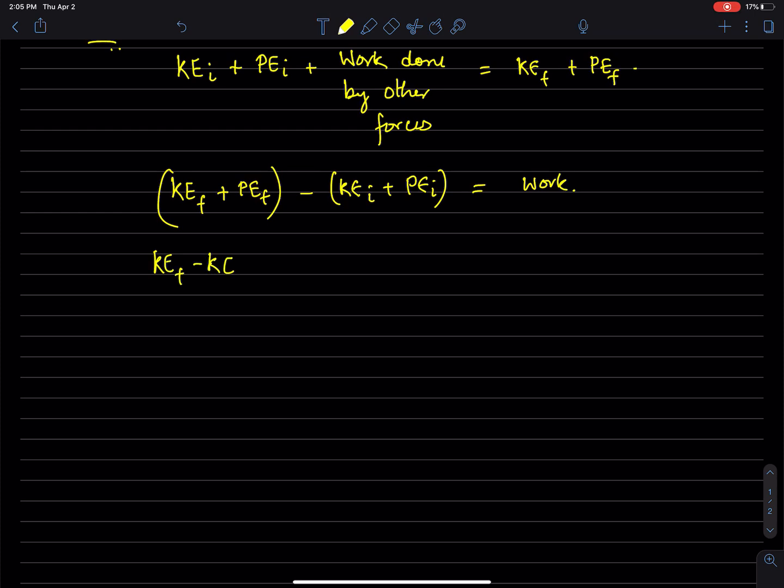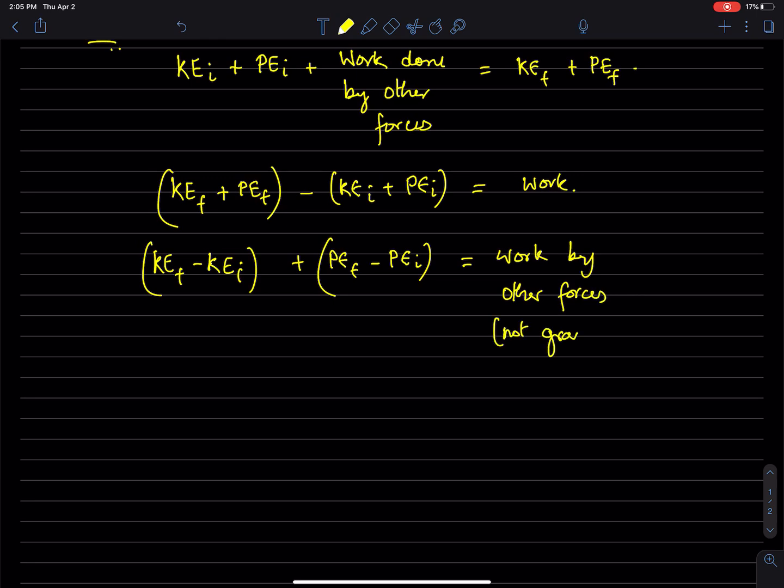Or yet another version would just be KE final minus KE initial plus PE final minus PE initial equals work by other forces. By other forces, we mean not gravity or springs. Okay, so because gravity and springs are essentially taken care of by potential energy changes, is the idea.